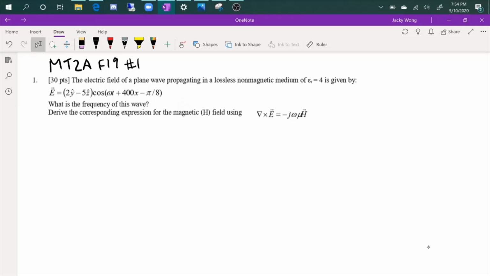Hi, welcome to an EE140 problem solving tutorial. Today we'll be solving midterm 2A from Fall 19, problem number 1. Let's take a look at it.